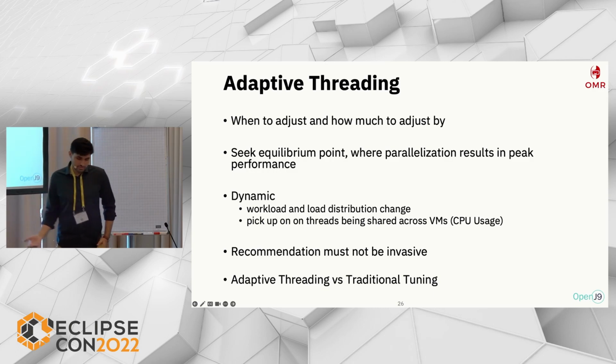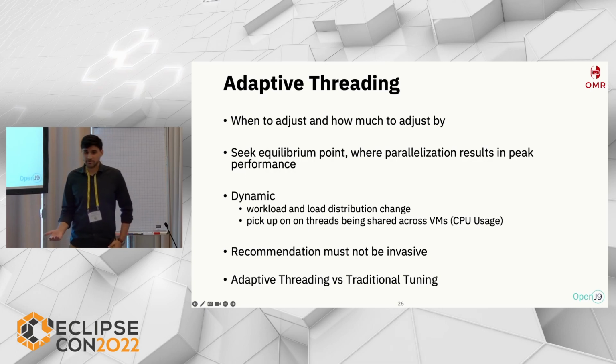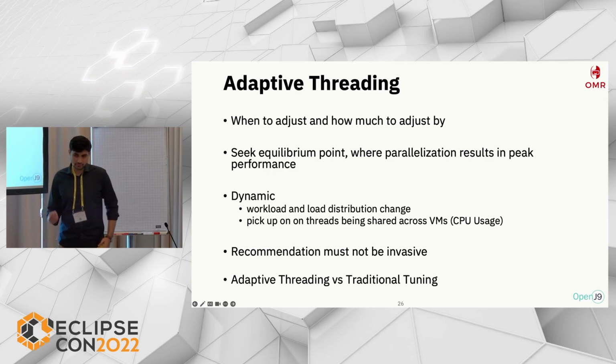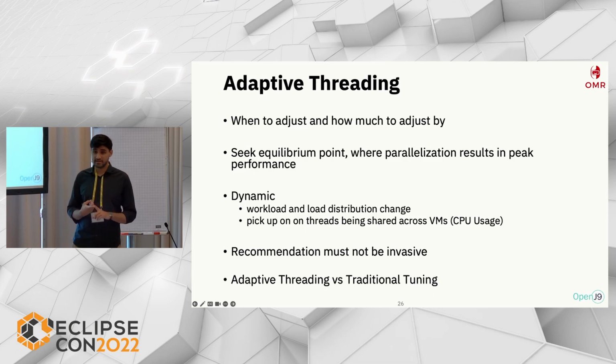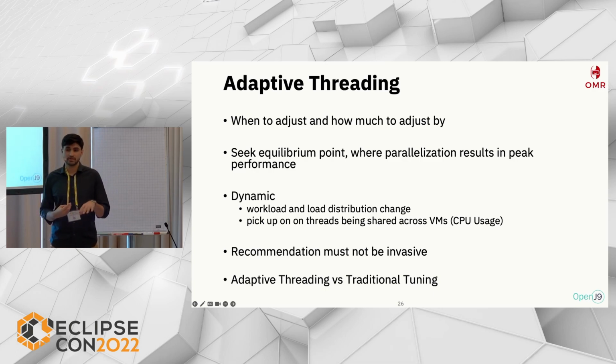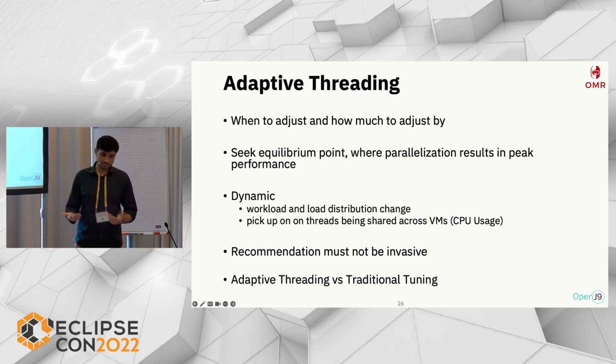So there have been attempts. This has been a known issue, inefficient parallelism, and there have been attempts in the past to deal with it, mainly in two ways. One is manual tuning, explicitly setting the thread count when we start up the JVM, which the user can do.